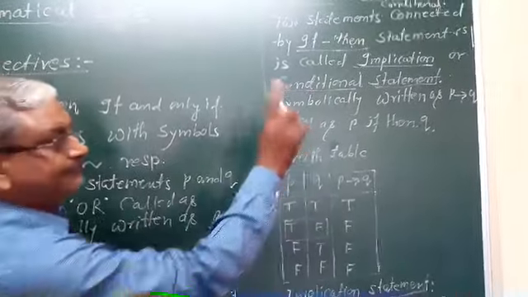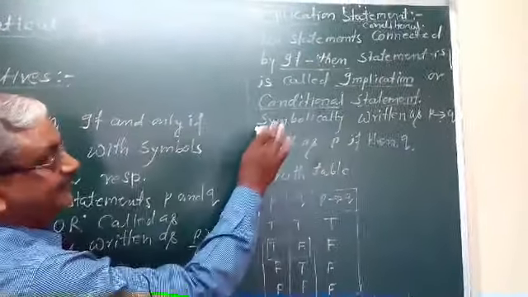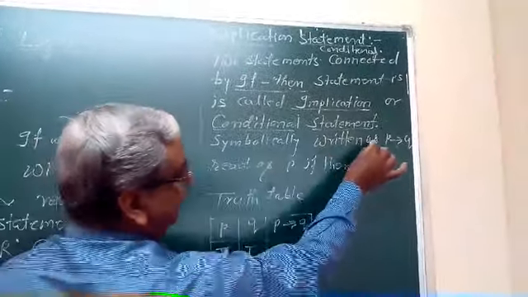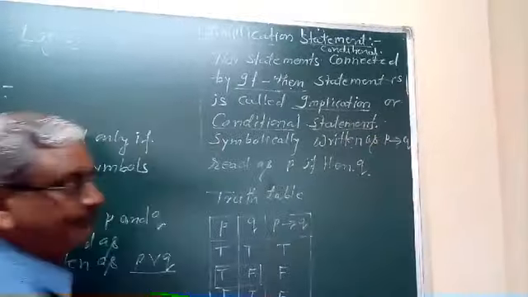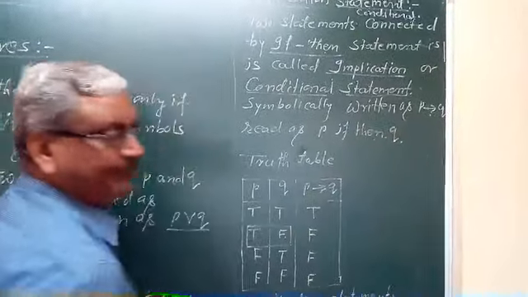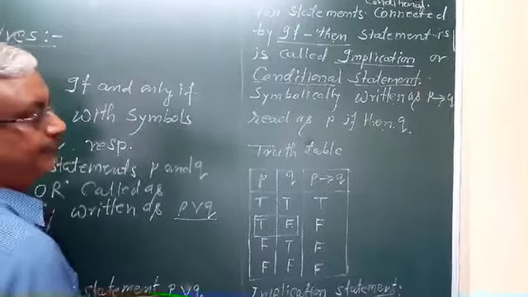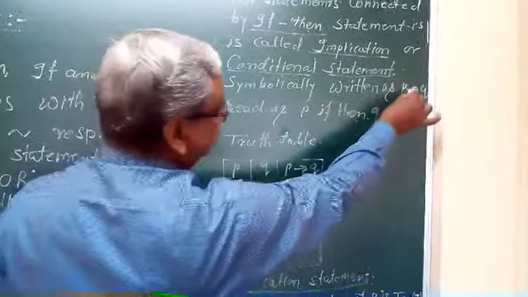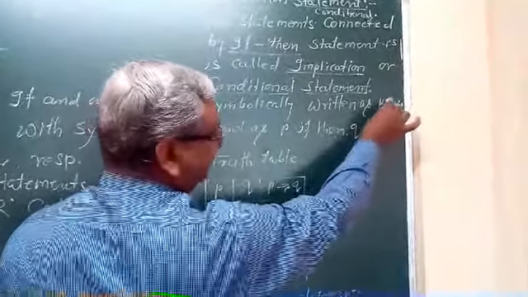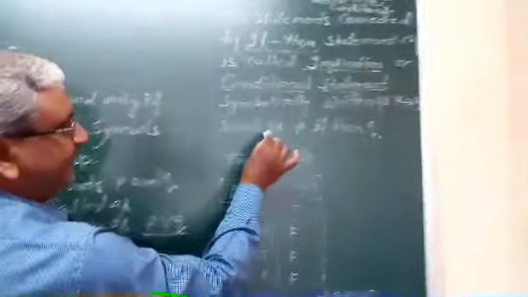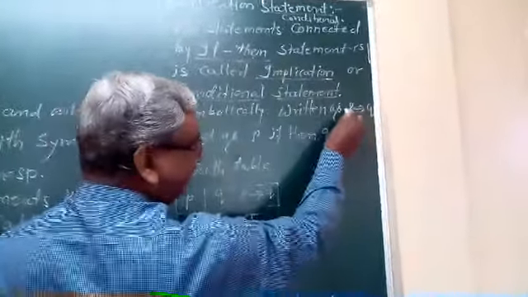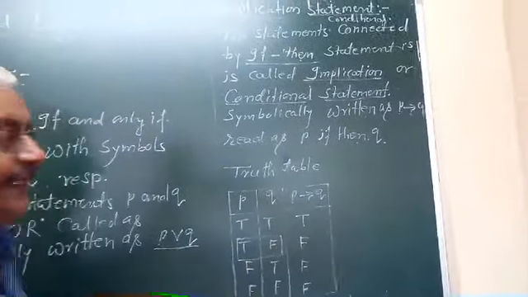Now we want to write the symbolic form. So how can you express this implication statement symbolically? Symbolically it is written as P implies Q, and it is read as if P then Q. For if then we always use the arrow, so P implies Q is read as if P then Q.